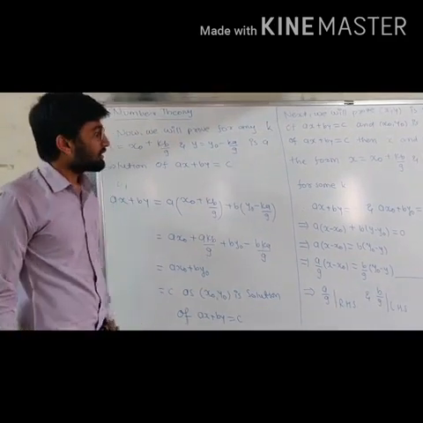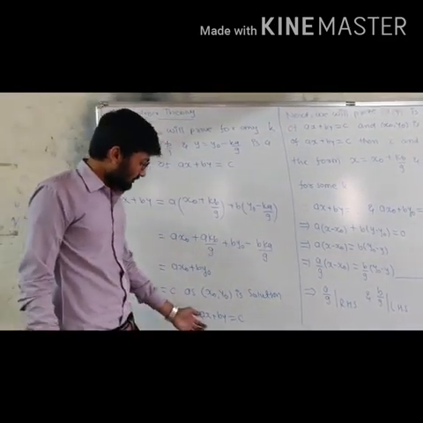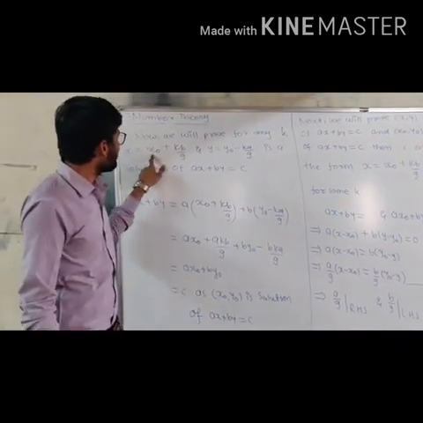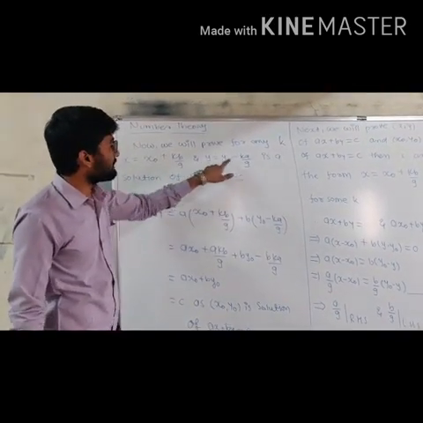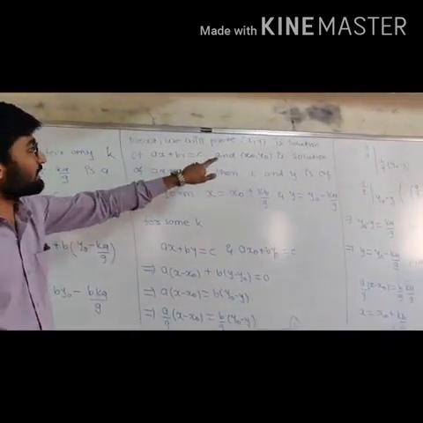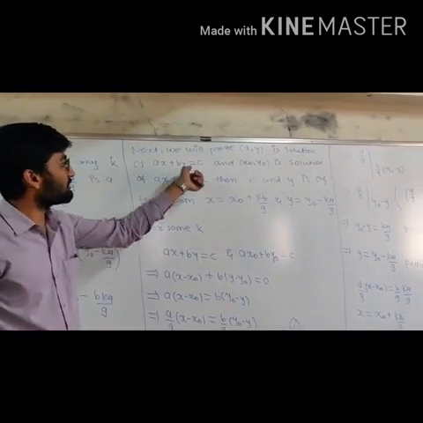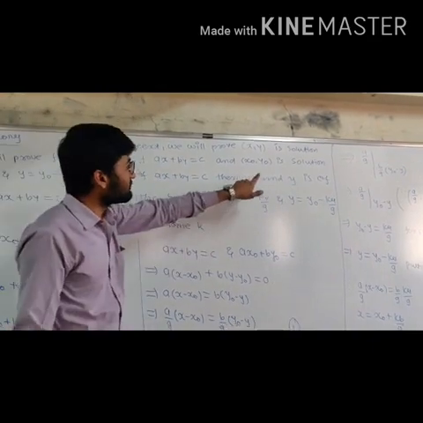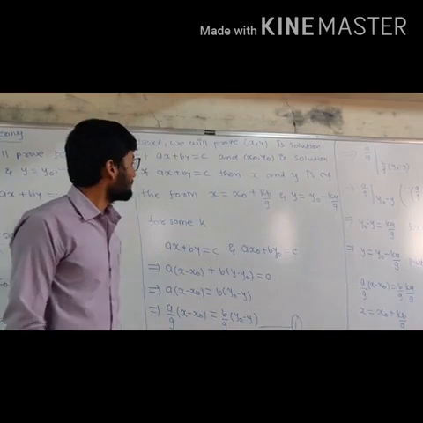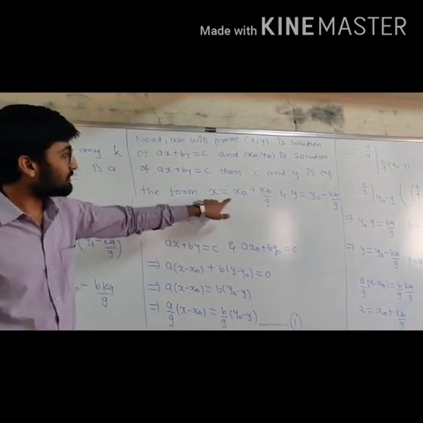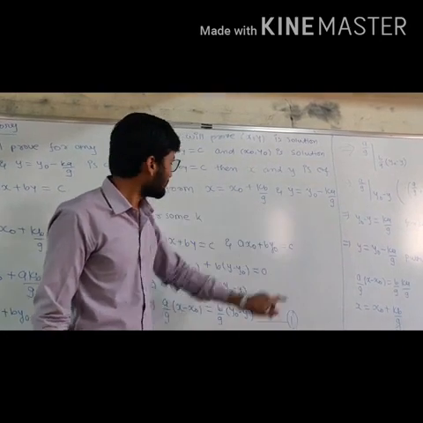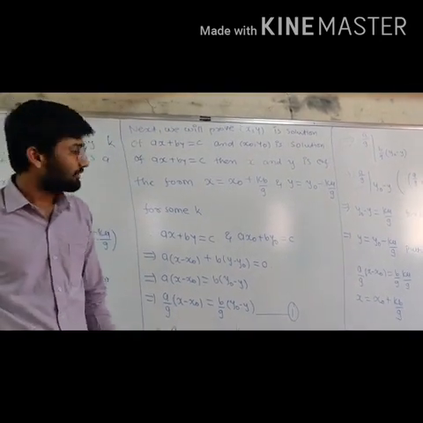Now we will prove that any solution of ax plus by equals c is of the form x equals x0 plus k b by g and y equals y0 minus k a by g. So next we will prove: if x, y is a solution of ax plus by equals c, and x0, y0 is a solution of ax plus by equals c, then x and y is of the form x equals x0 plus k b by g and y equals y0 minus k a by g for some k.